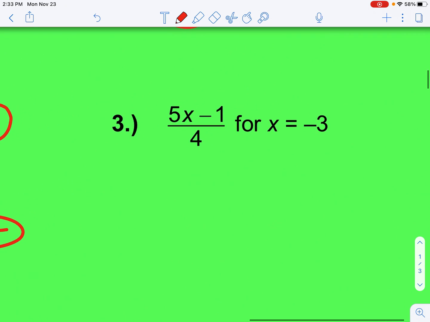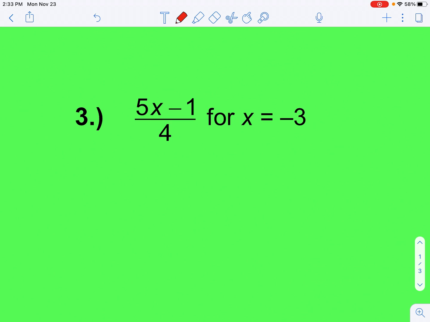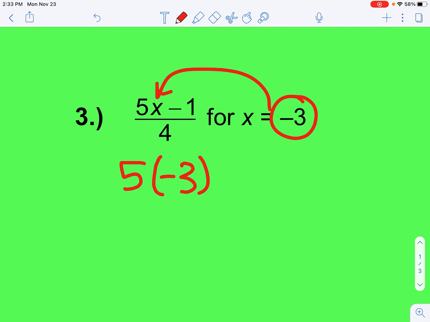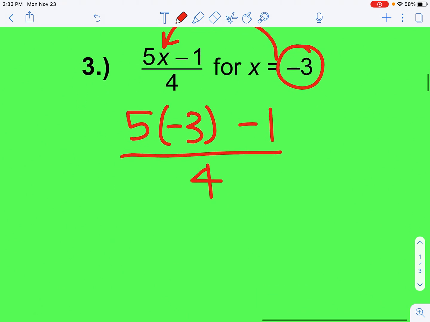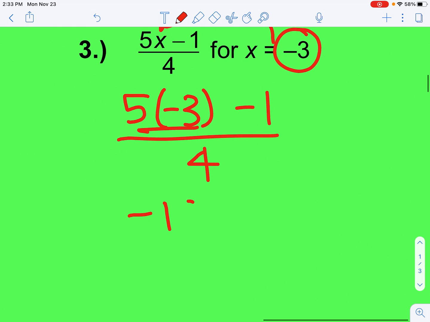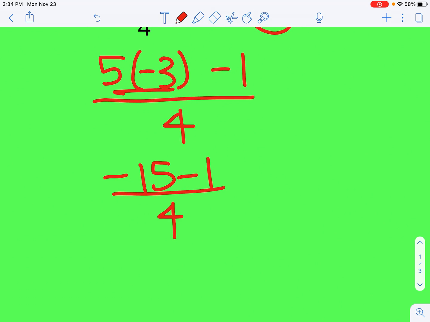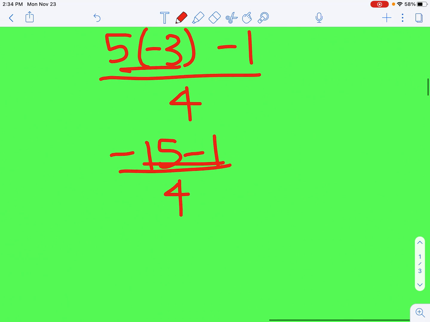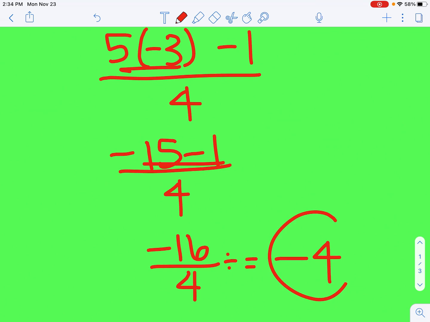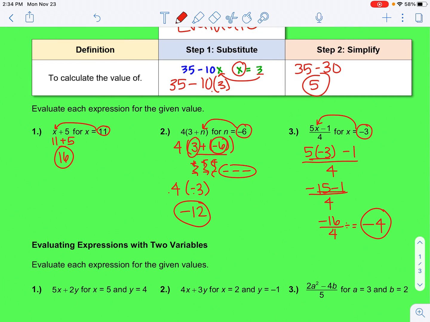Alright, let's look at number 3. I have 5x minus 1 all over 4 for x is equal to negative 3. Alright, so let's plug negative 3 in. I'm taking 5 times negative 3 minus 1 all over 4. So I need to multiply first. 5 times negative 3 is negative 15 minus 1 all over 4. Now let's subtract. Negative 15 minus 1 gives us negative 16 over 4. And now we can divide, which gives us a negative 4. And we are all done with number 3.